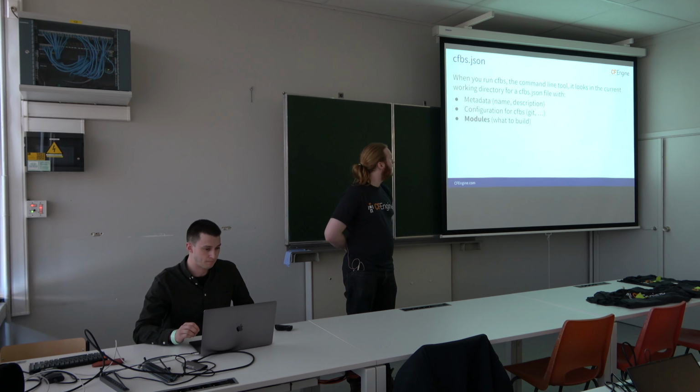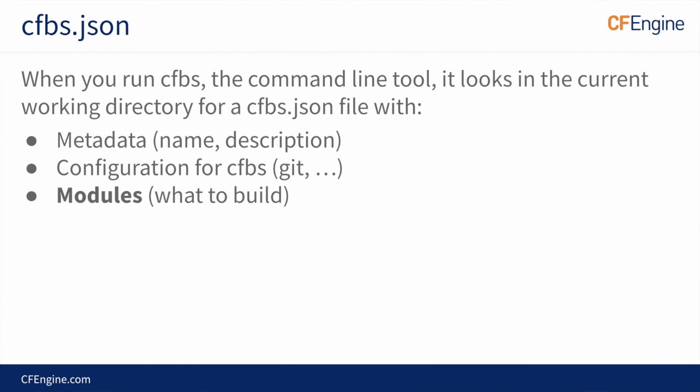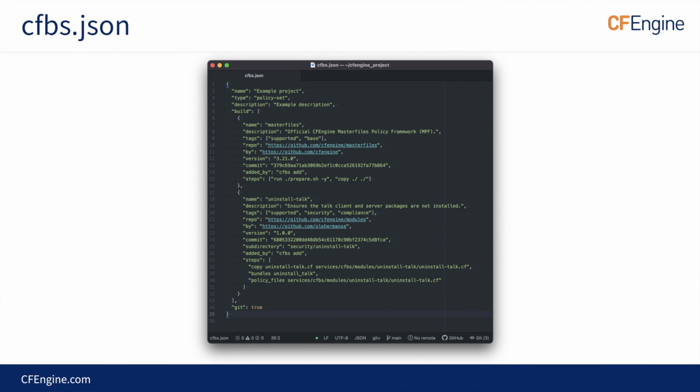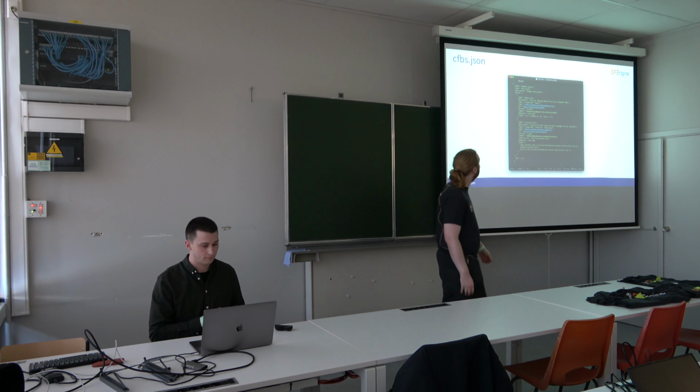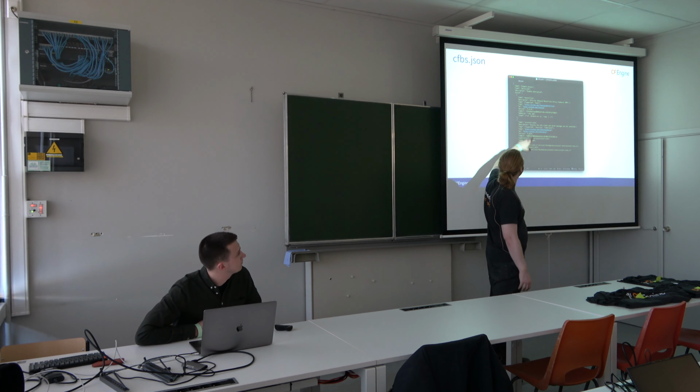Okay, so looking at the cfbs.json file, it has a few things. Metadata, configuration for the command line client, and it has modules. So those are the modules that you will be building into your policy set. And when the CFBS command line starts, it looks for this file in the current working directory. It looks for cfbs.json, similar to how packages.json or other systems handle this. Here's an example. Text is maybe a bit small, but we can zoom in the next slide.